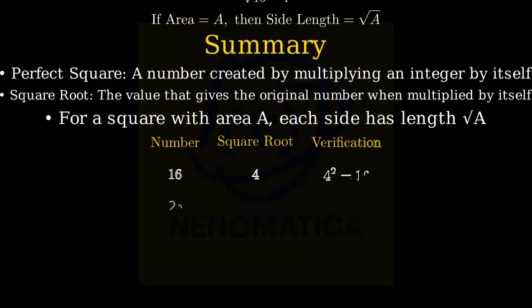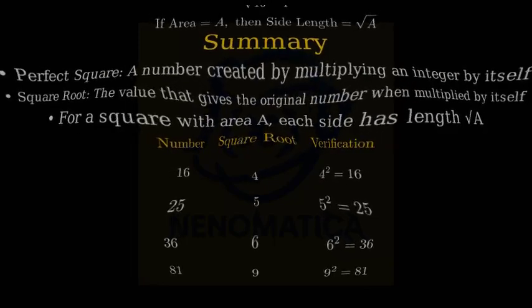The square root of 16 is 4, because 4 squared is 16. The square root of 25 is 5, because 5 squared is 25. The square root of 36 is 6, because 6 squared is 36. The square root of 81 is 9, because 9 squared is 81. Understanding square roots is essential for many areas of mathematics, including geometry, algebra, and calculus.